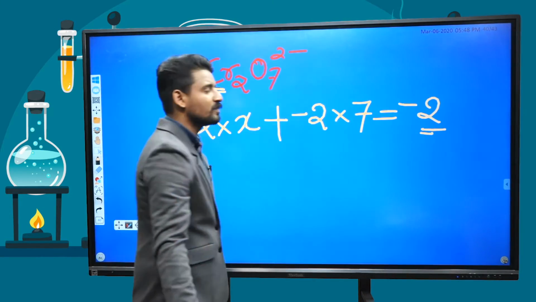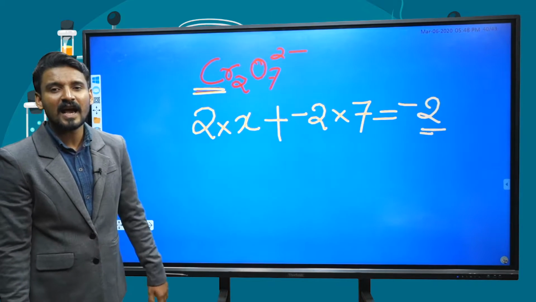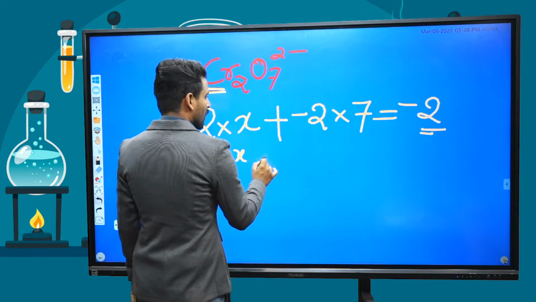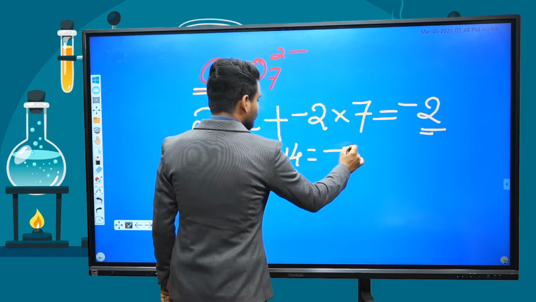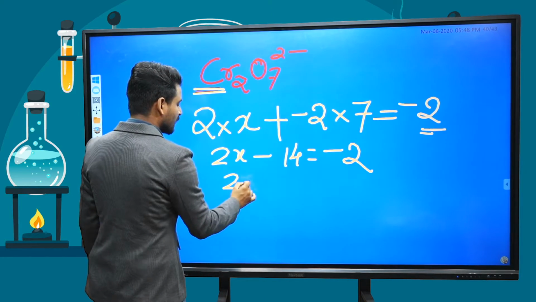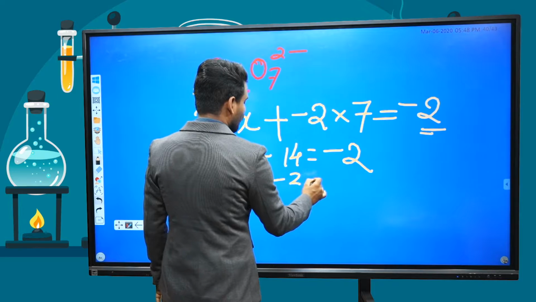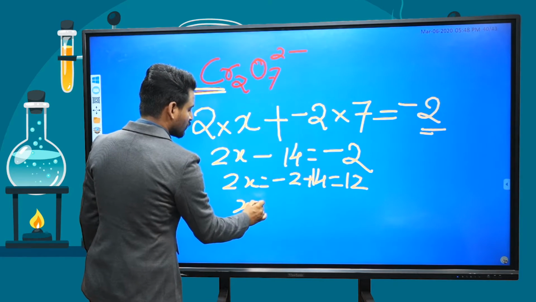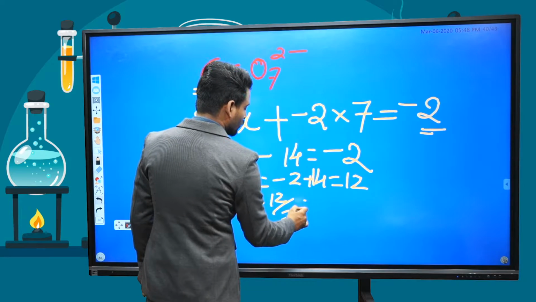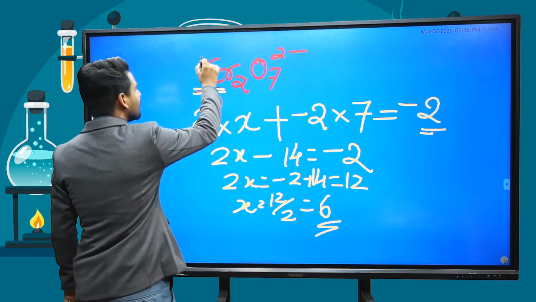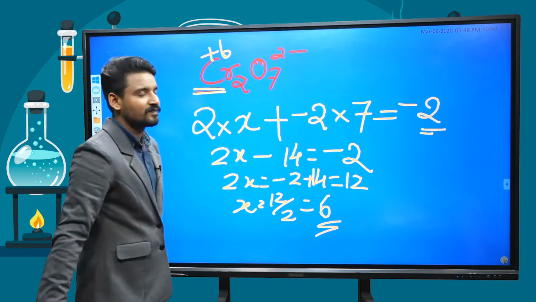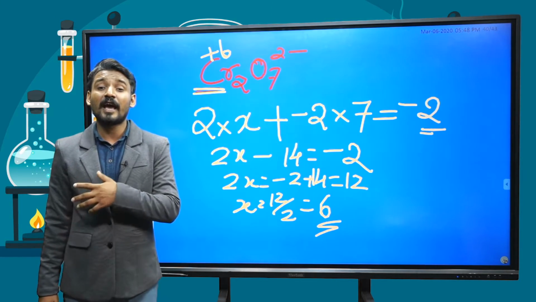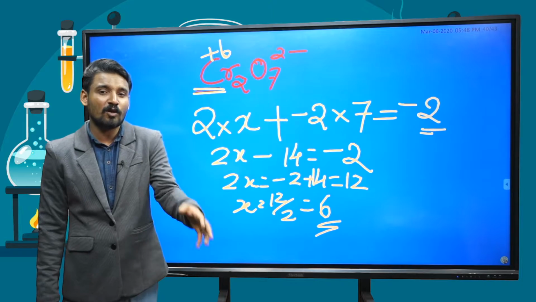Why here minus 2? Because that is not neutral. It has a charge that is minus 2. So 2x minus 14 is equal to minus 2. 2x is equal to minus 2 plus 14, that is equal to plus 12. X is equal to 12 by 2, that is equal to plus 6. So chromium is in its plus 6 state here. Like that, you can calculate the oxidation state of any atom in a compound.